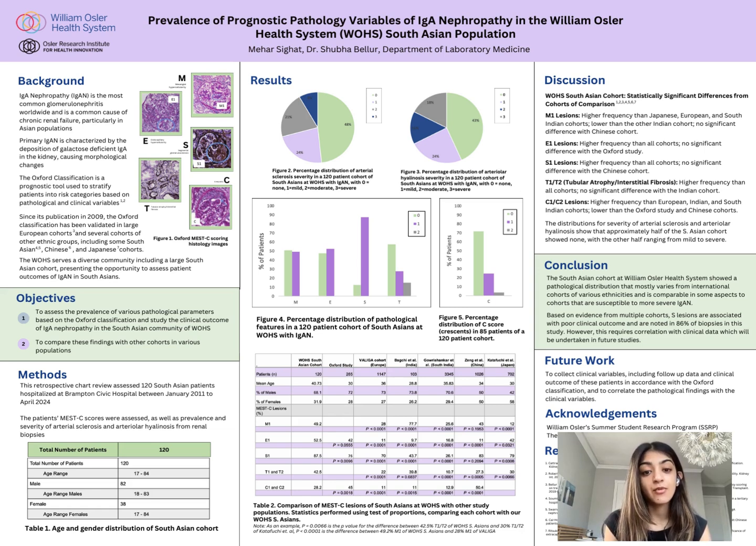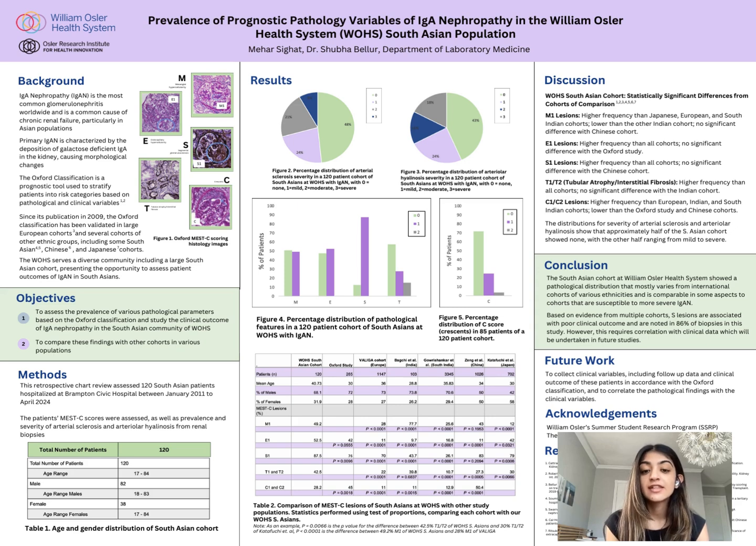For example, the M1, E1, S1, and T lesions in the Osler cohort were higher in frequency than most of the other international cohorts. The C1 and C2 lesions were highly comparable with the studies we assessed, with the Osler South Asians having a higher frequency than the European, Indian, and South Indian groups, but a lower frequency than the Chinese and Oxford cohorts.